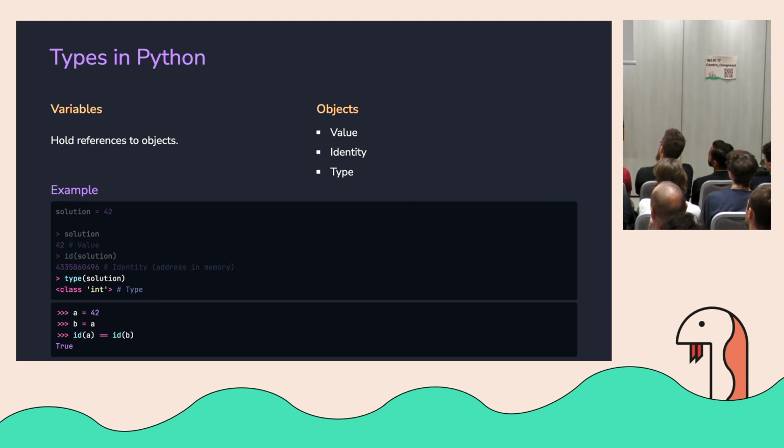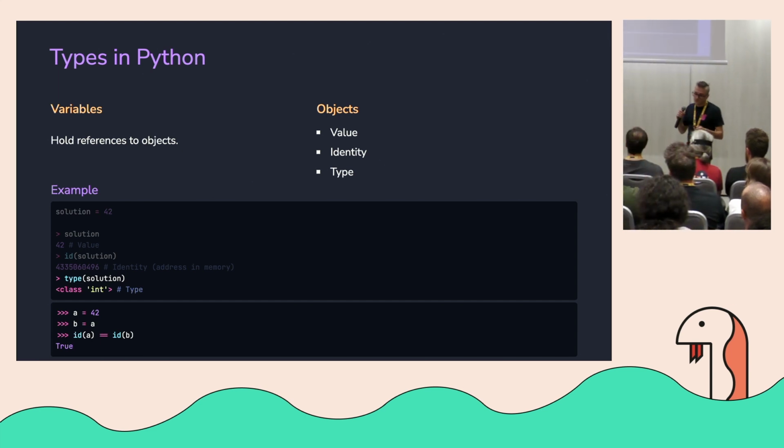This, I think, is a little proof that everything in Python is a reference. So you have first a variable, a equals 42, then you assign the variable to another variable. What happens there? You are copying the reference. Hence, the 2 identities are the same.